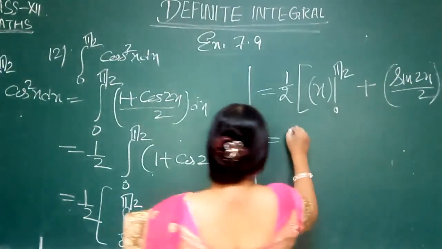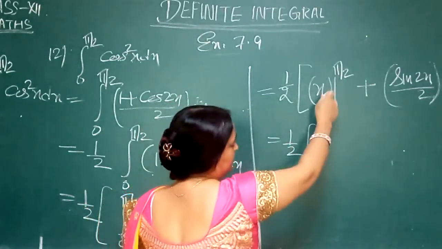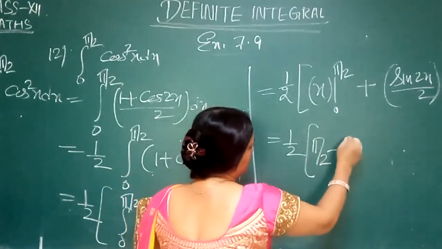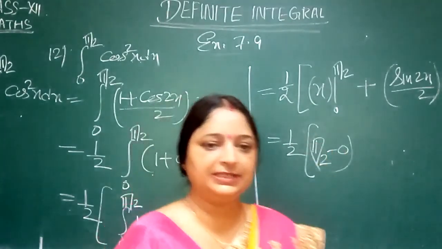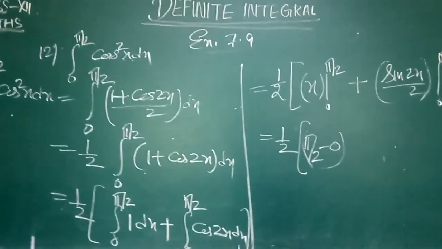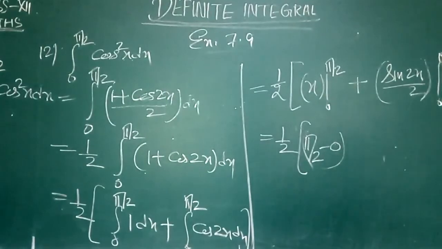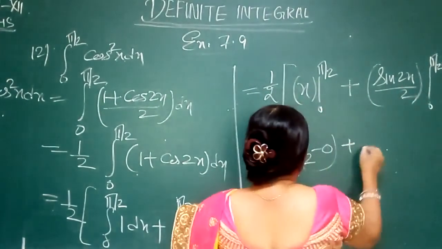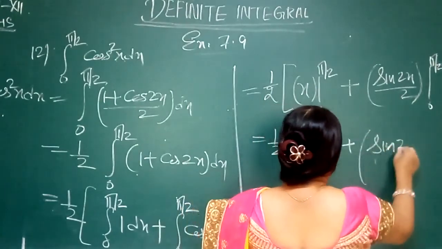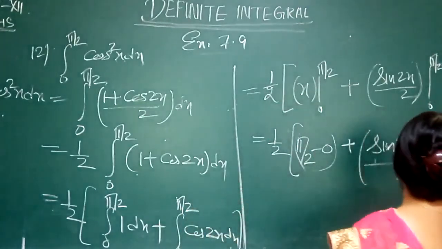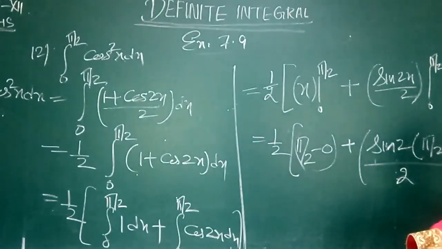After that 1 by 2 is here. Now apply the limit. In the place of x we will put the upper limit. The upper limit is pi by 2 and the lower limit is 0. So it will come here pi by 2 minus 0. And in the next place, plus sin of 2 into pi by 2 upon 2 minus sin 2 into 0 upon 2.